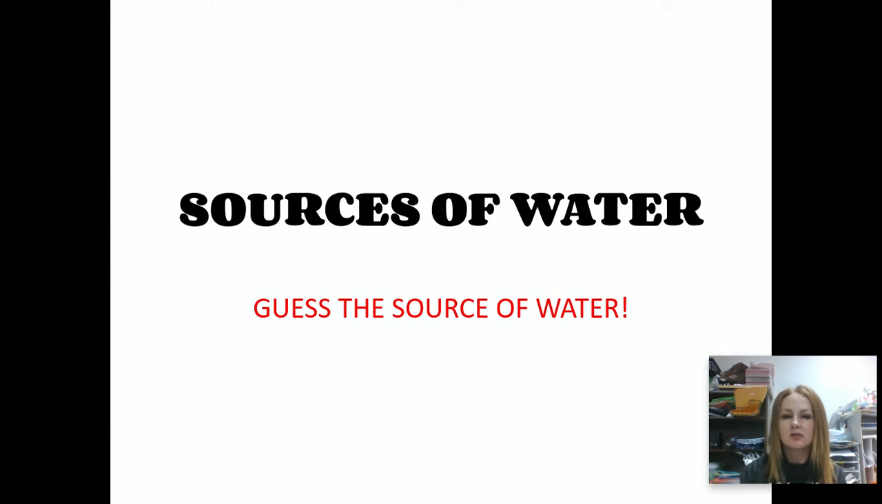And not just sources of water, natural sources of water. Natural sources of water means it's water that comes from the earth. A human didn't make it. So once again, our focus is natural sources of water, which means it comes from the earth. It's naturally made. A human didn't make it.